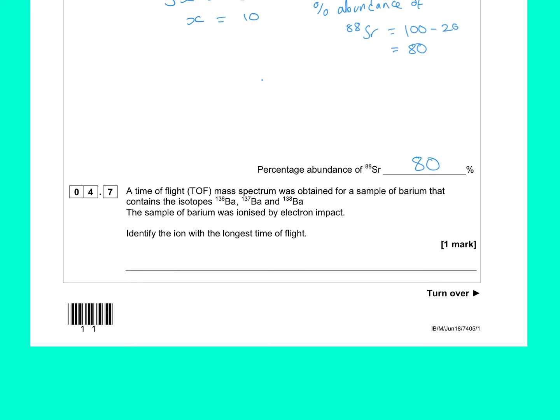The final question then asks you to identify the ion with the longest time of flight out of these barium ions. So the one with the longest time of flight is going to be the one with the largest atomic mass, so barium 138. If it's been ionised by electron impact rather than electrospray ionisation, we know that it's just going to have a positive charge, but that its mass number will have stayed the same.